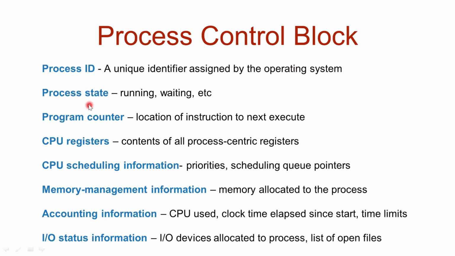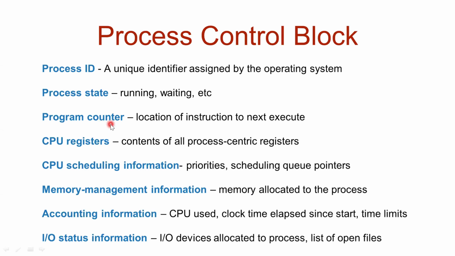Process state. We are aware of the different states of a process: new, ready, running, waiting, terminated. So this attribute will store the current state of a process.